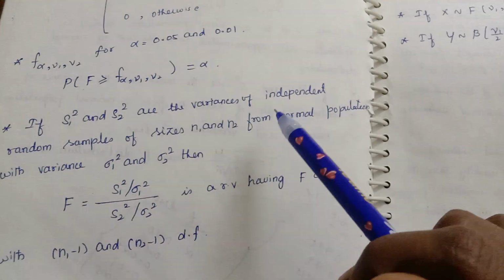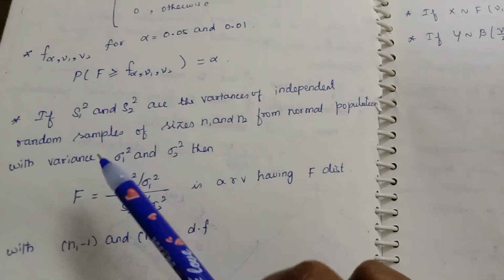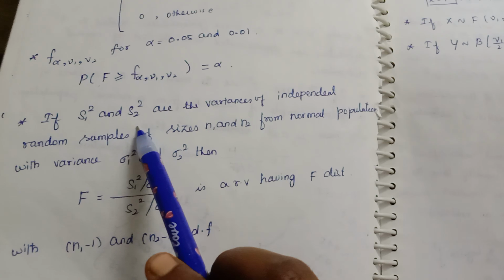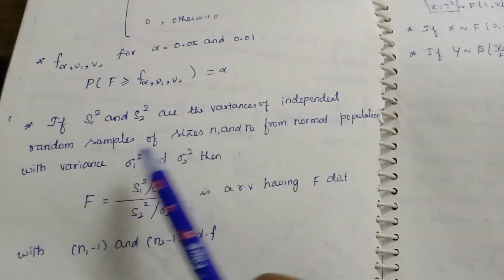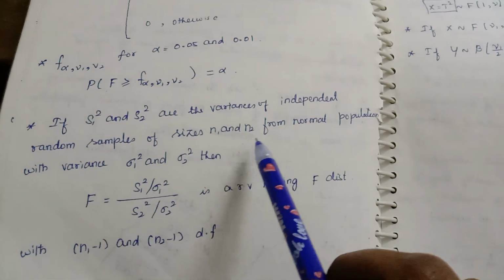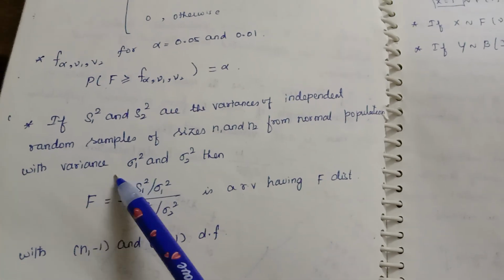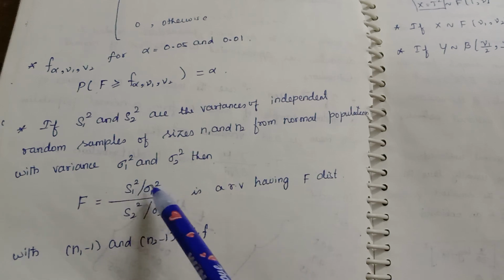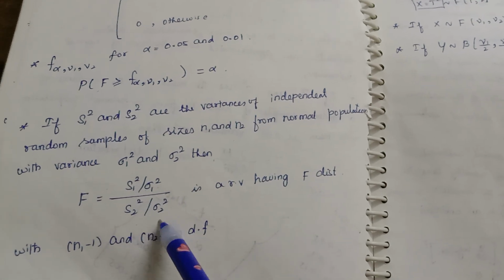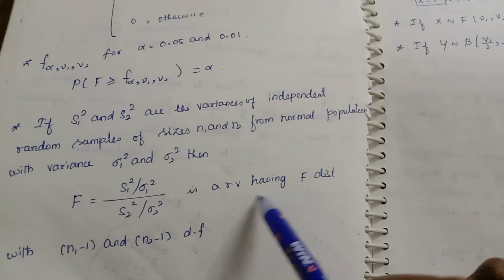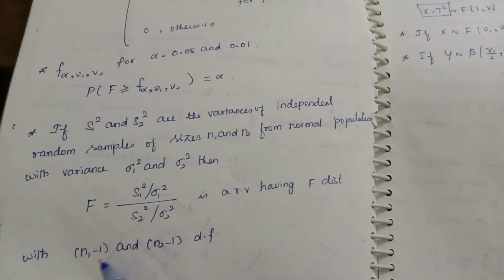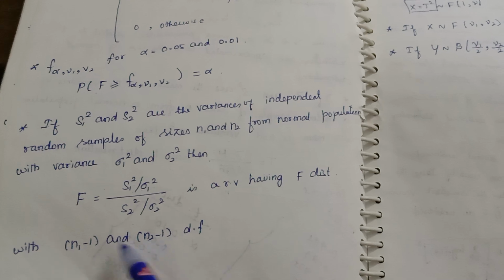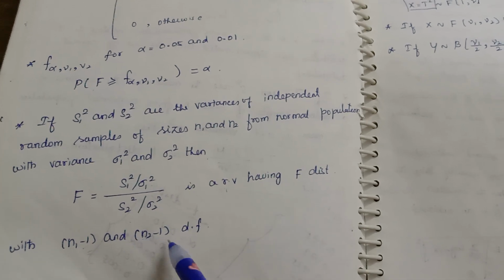Now, how do we associate this with the sampling distribution? Here we need to take two random variables, so we take two samples. s1 square and s2 square are the variances of independent random samples of size n1 and n2 from normal populations with variances sigma 1 square and sigma 2 square. Then f equal to s1 square by sigma 1 square by s2 square by sigma 2 square is a random variable having F distribution, and its degrees of freedom is what? For F distribution you have to write two degrees of freedom, n1 minus 1 and n2 minus 1 degrees of freedom.